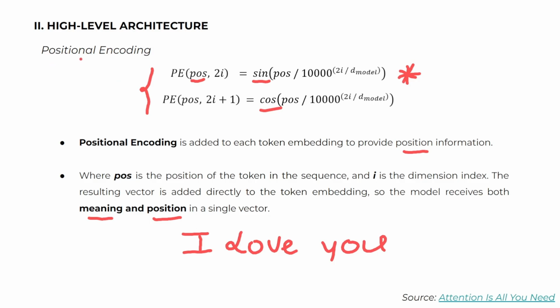If you do not use the positional encoding, the model might treat, for example, "you, I, love" as the same thing as "I love you". So we need to use the positional encoding because it provides the positions for each token to process the sequential task.